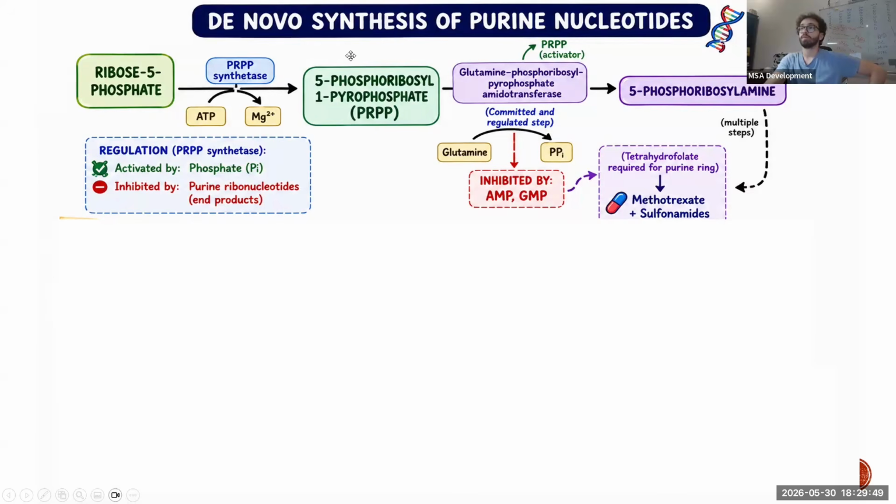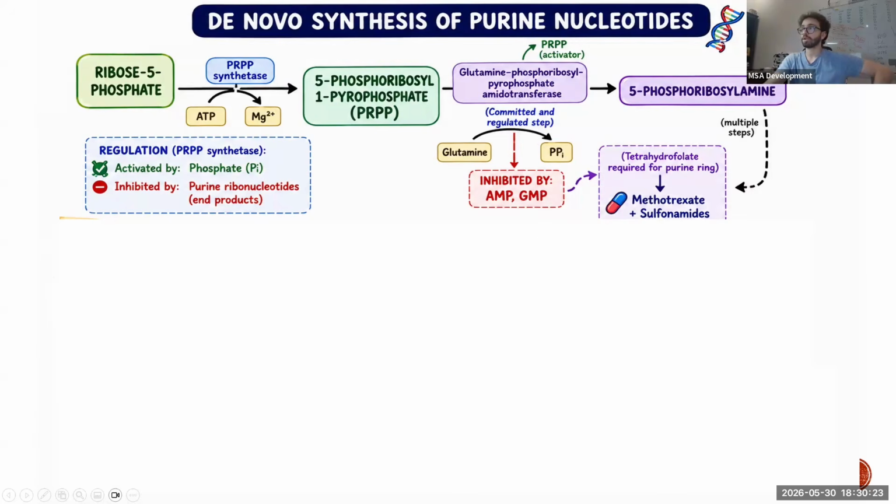Logical. Then let's go to the rate limiting step, the regulated step, which is PRPP turning into the final sugar we want, which is 5-phosphoribosylamine. How does this happen? By the enzyme glutamine phosphoribosyl pyrophosphate amidotransferase. You don't have to know the full name. I just want you to remember that it's an amidotransferase. And this amidotransferase is the committed and regulated step. What is it inhibited by? It's inhibited by AMP and GMP, which are adenosine monophosphate and guanosine monophosphate, the end products.